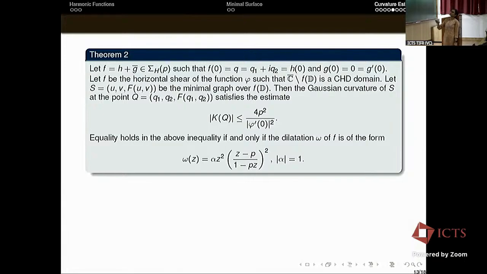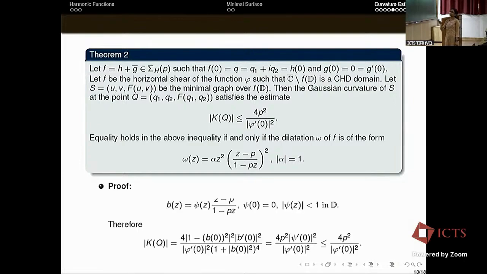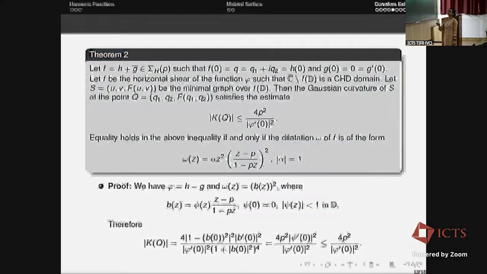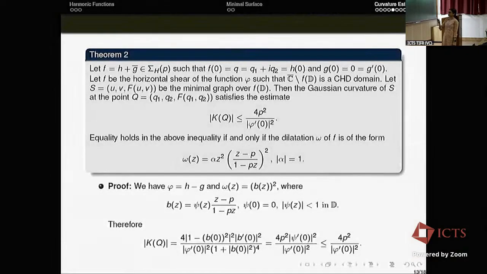This inequality is sharp, and the equality is attained for a particular type of dilatation, which is this. The proof is based on the hypothesis of the shear construction and the Schwarz lemma, and the equality is attained for the equality in the Schwarz lemma. Now this theorem tells us that the local geometry of the surface is controlled by the pole as well as the domain, the projection domain of the surface.